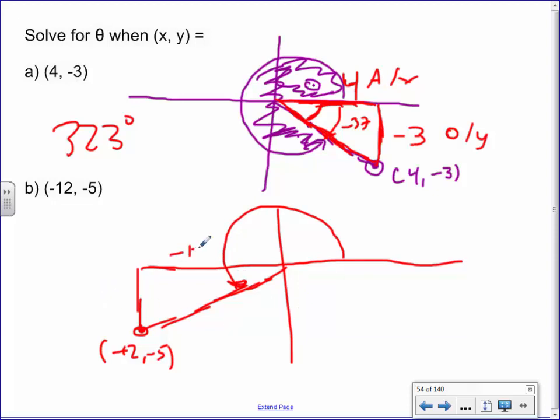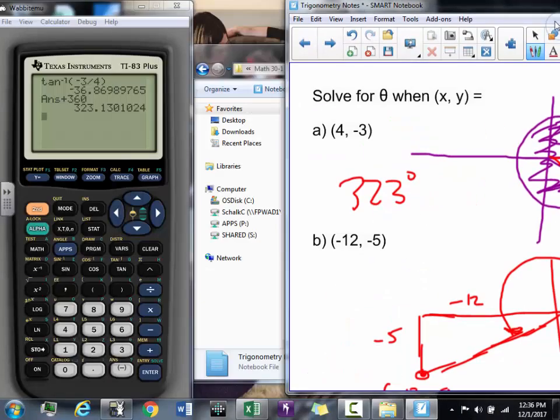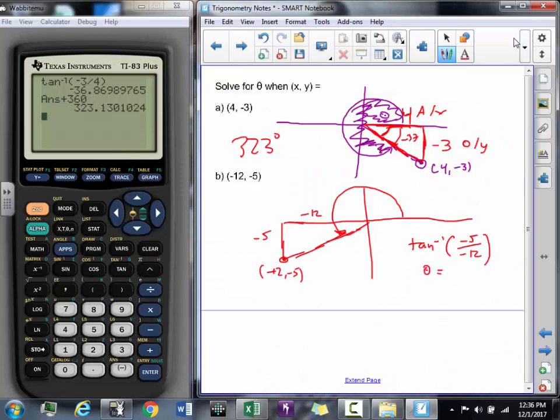I can plot some sides. This side's negative 12. This side's negative 5. Do I know the hypotenuse? Could I find the hypotenuse? You could. Do I need the hypotenuse to solve this question, though? I've got enough. All I've got to do is tan inverse the opposite over the adjacent. If I tan inverse the opposite over the adjacent, it'll give me an angle. An angle. That's really important. It might not give me the angle I'm looking for, but it will give me one of many that fit. So if I inverse tan negative 5 over negative 12, it gives me 22.6 degrees.